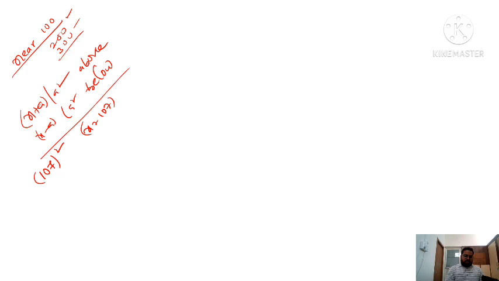So first, how much is above? 7 is above. 107 plus 7 slash 7 square. 107 plus 7 is 114. 7 square is 49. What is the answer? 11449 is the answer.